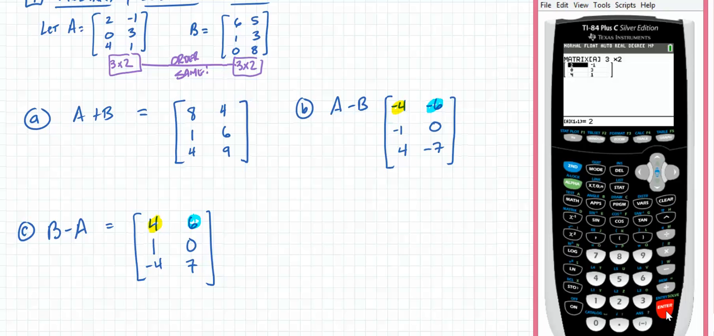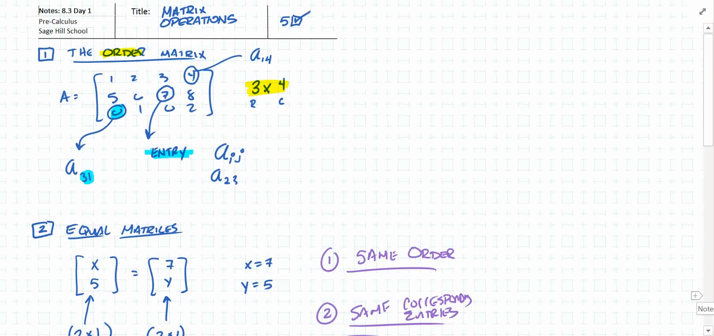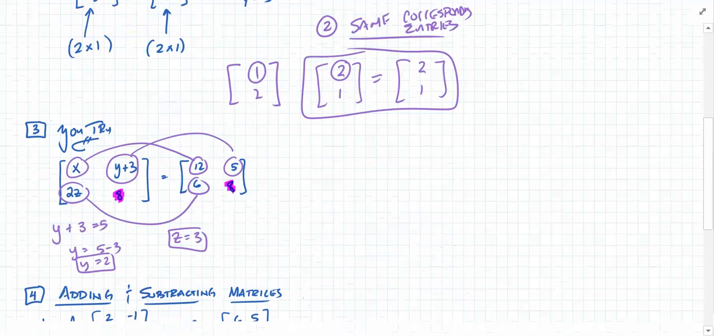Once you have matrix A stored in your calculator, you can go ahead and quit, second quit. Get yourself out of it. Whoa, where'd this thing go? I don't know why it does that sometimes. Okay, there we go, good.